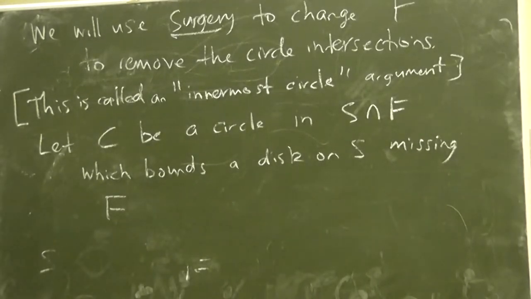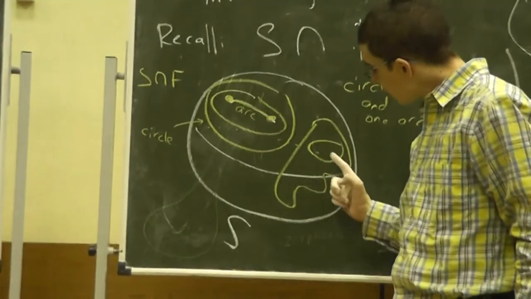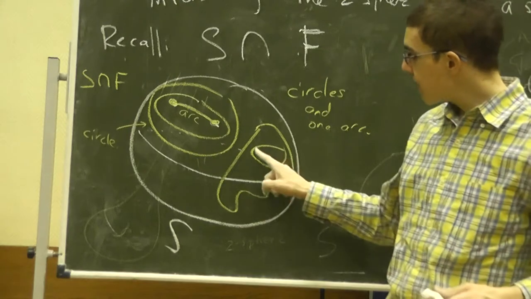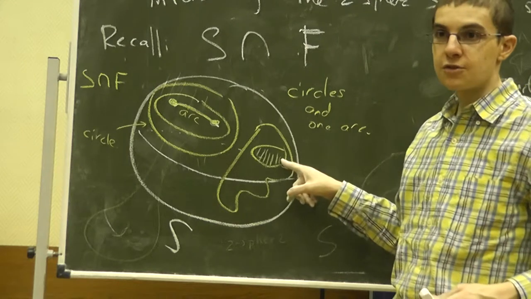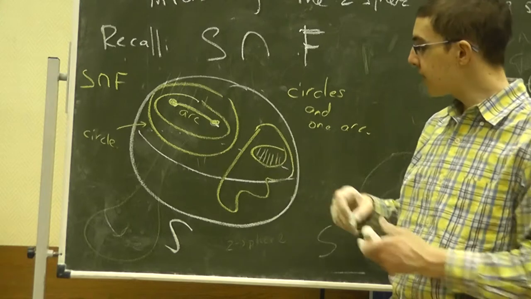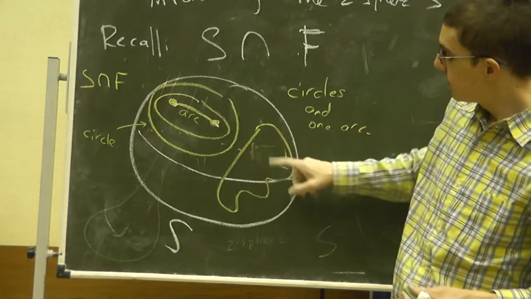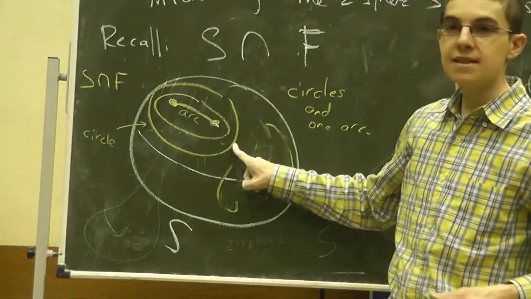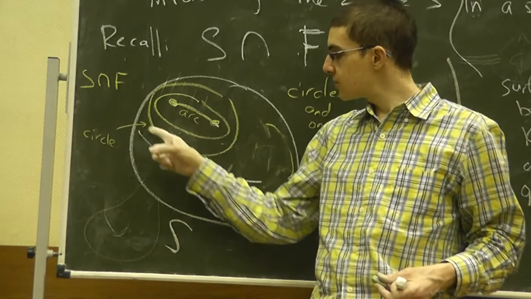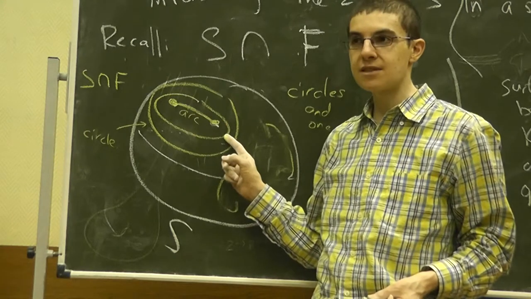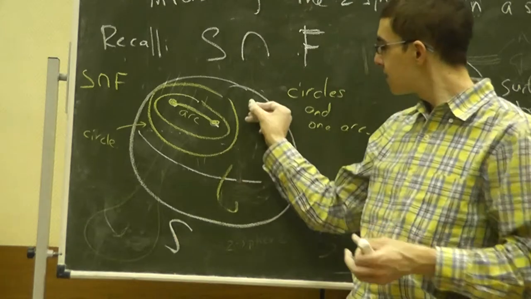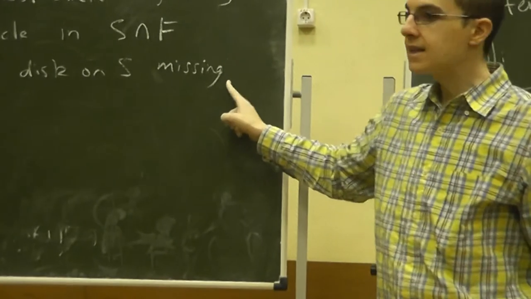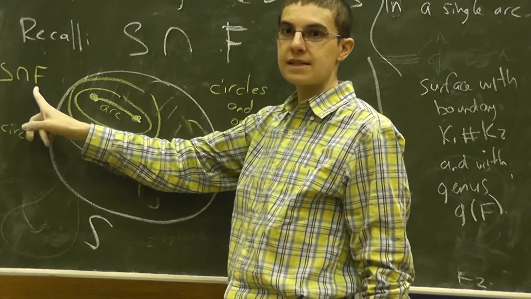So in our picture, we're going to get rid of each of these circle intersections one by one. The first one we choose is a circle that bounds a disk on the two-sphere. We'll start with this one, get rid of it, then go to the next one, and then the next one. Can you see that this yellow circle bounds a disc on the two sphere that misses the rest of the yellow? It bounds the rest of the two sphere. So when I say missing F, in this case I mean missing the yellow, because the yellow is where F intersects the two sphere.